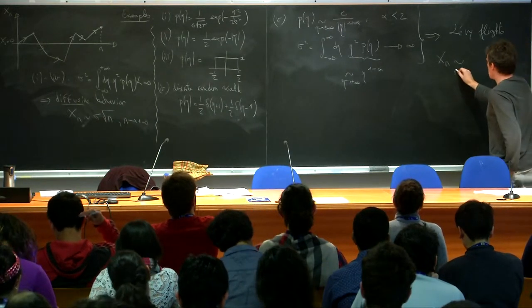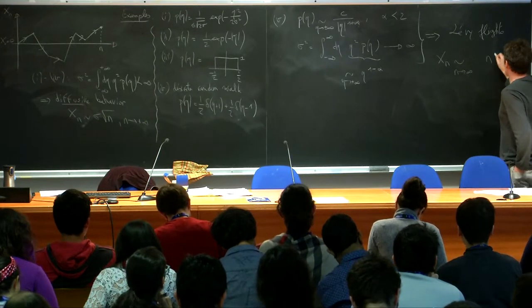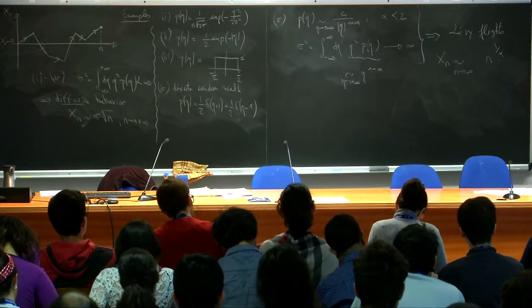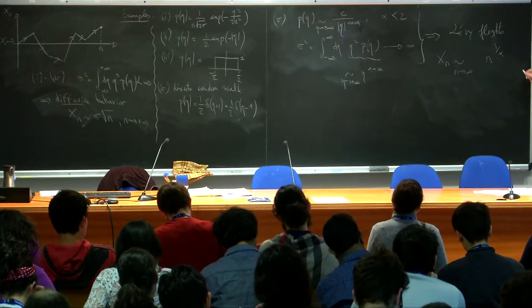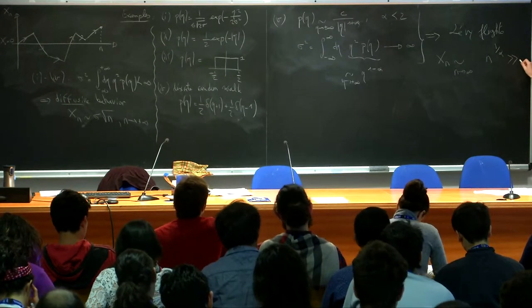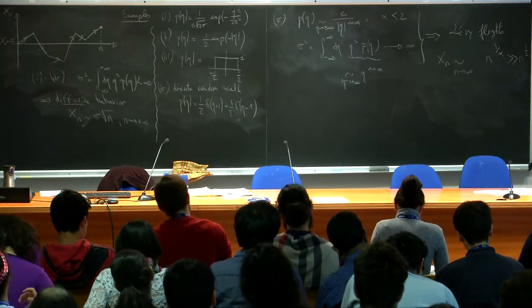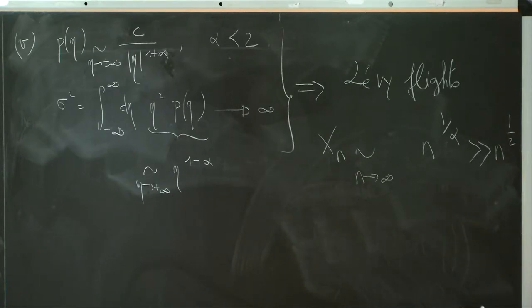But if you look at the typical scale of x_n when n is large, that will be of the order n to the power 1 over alpha. Okay, so that's quite different compared to the square root of n. And that's typically much larger than n to the 1/2, which is the diffusive behavior. So generically, these Levy flights display what is called super diffusive behavior. It means that they go faster than square root of n.